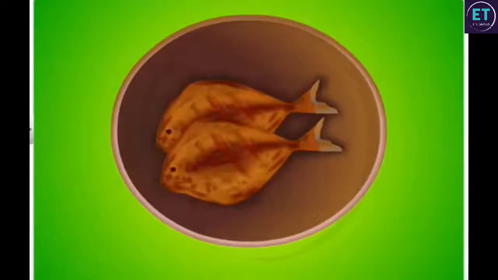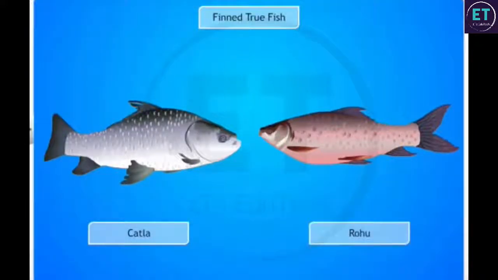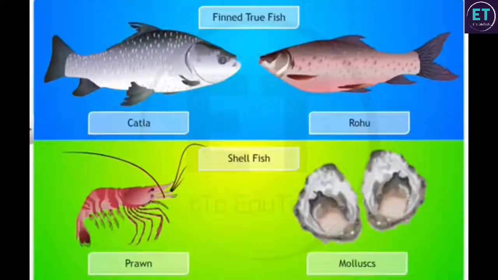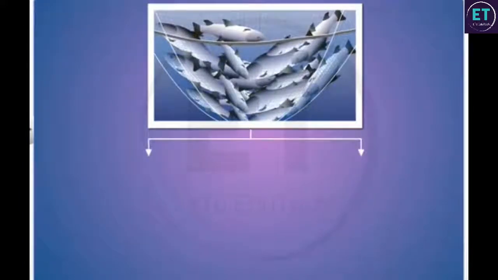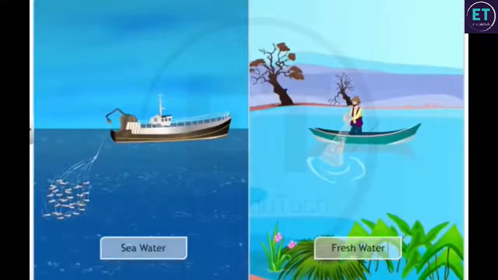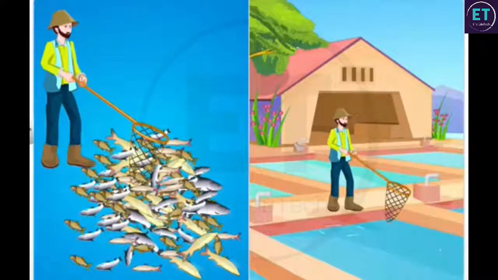Generally, fish production involves two main species of fish. Finned true fish such as katla and rohu, and shellfish such as prawns and mollusks. We obtain fish in two ways: capture fishing and culture fishing. Capture fishing involves obtaining fish from natural resources like seawater or freshwater, such as rivers and ponds. Culture fishing involves culturing the fish in small enclosures.